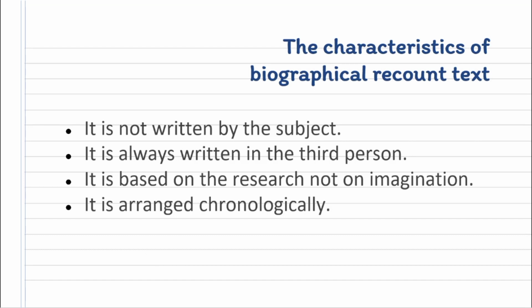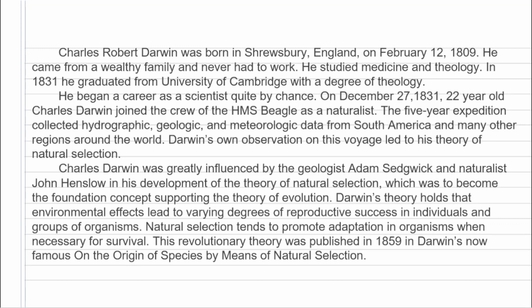Well, the characteristics of biographical recount text. So it is not written by the subject. It is written by someone else. It's always written in the third person, he or she, like that, not I. It is based on research, not on imagination. So if you want to write about someone, we should do research, of course. We can read books about the subject, or we can also ask people who are close to the subject. And it is arranged chronologically. Yes, in order, chronologically.